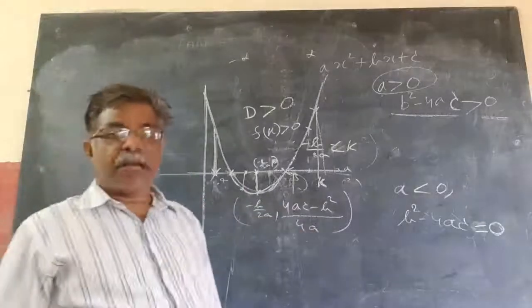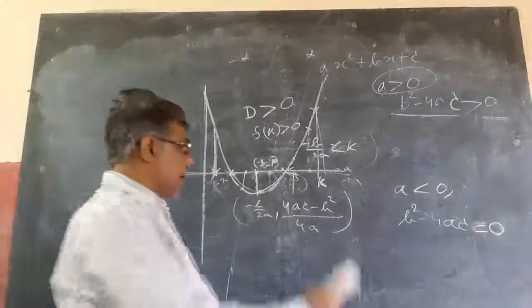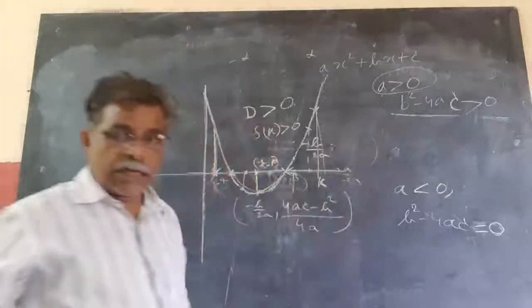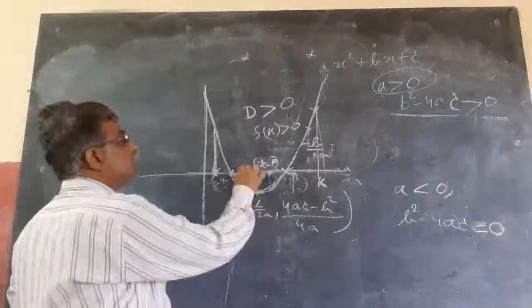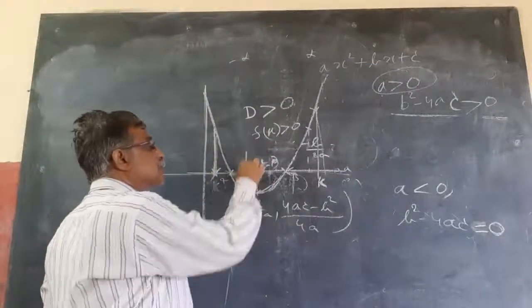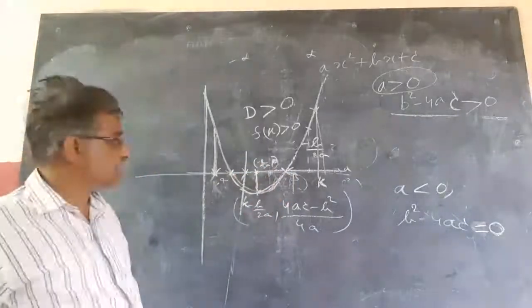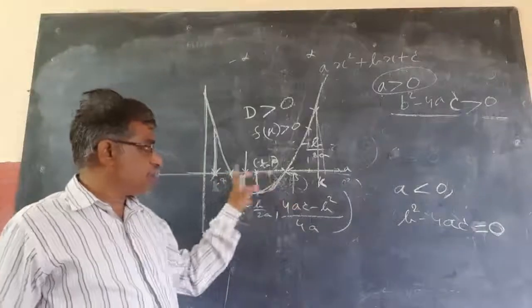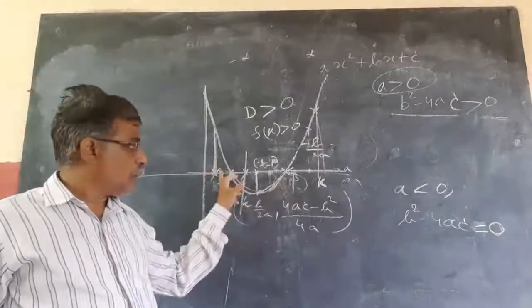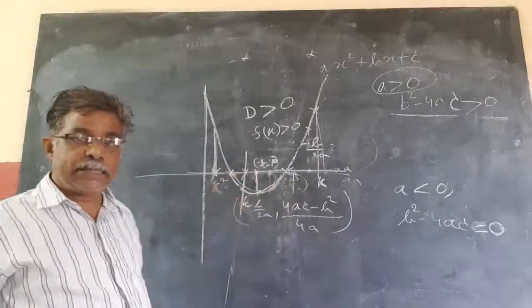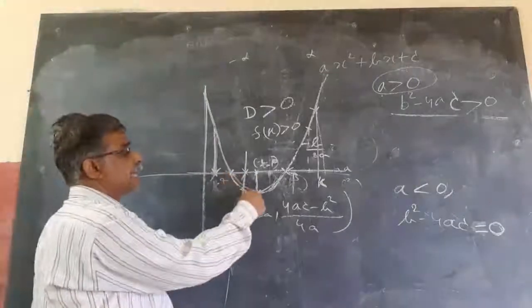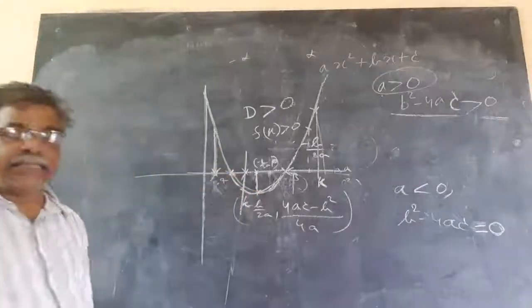Like the same, one more point. If I want a value k which is lying between both of these roots, somewhere between these two, then what happens? K is lying between these two, which means this is negative, so f of k is less than 0.